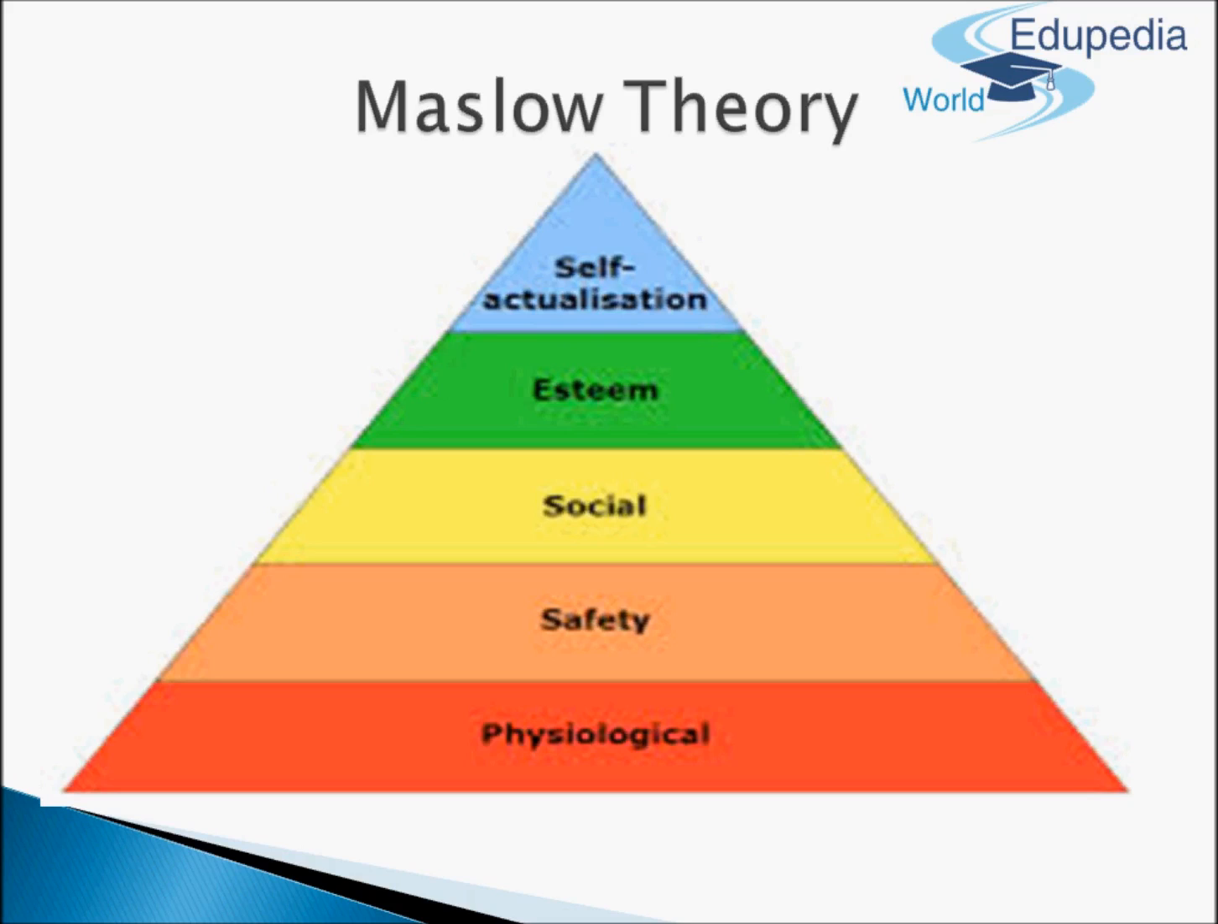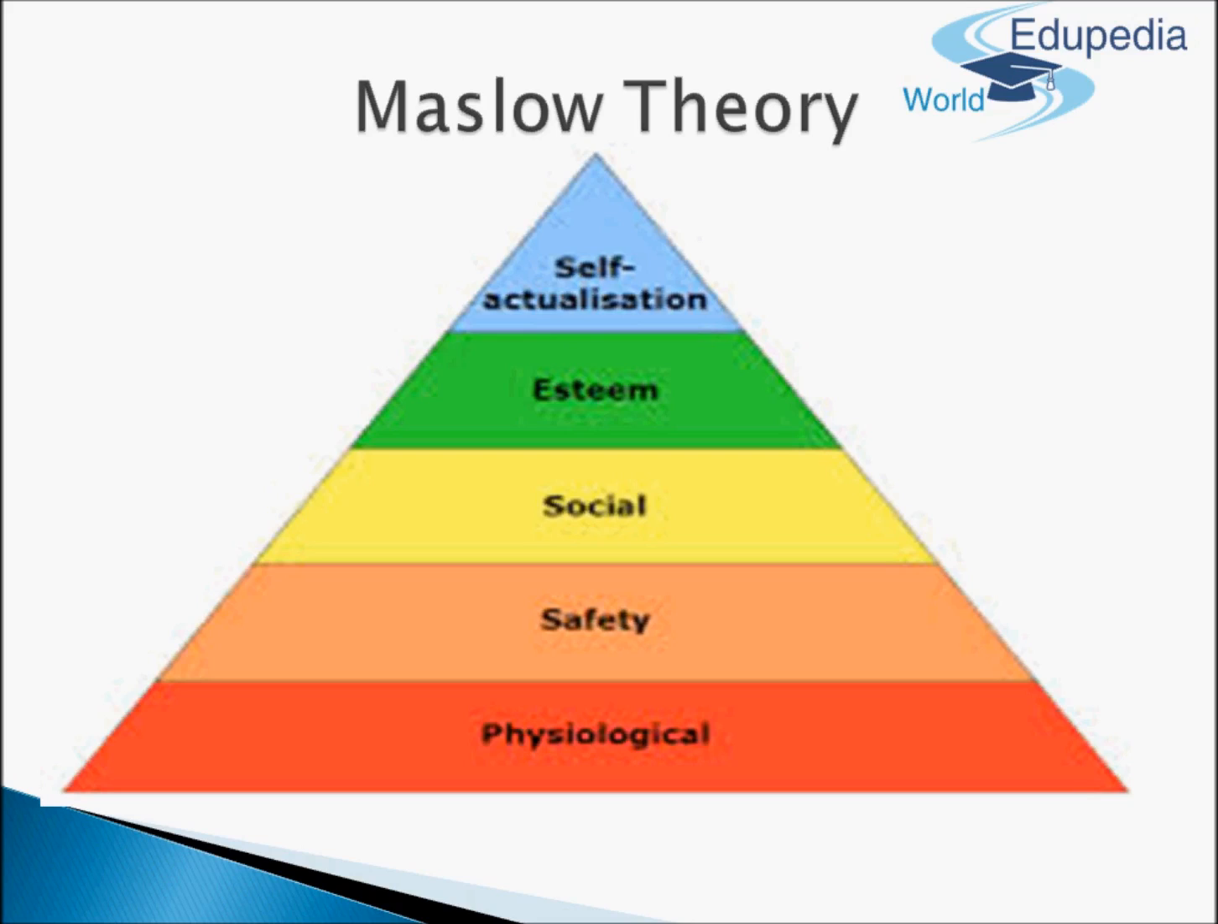The lowest needs he explained as the physiological needs, then safety needs, then social needs, esteem needs, and lastly the self-actualization needs. Now let us understand the hierarchy. The physiological needs are the needs which are basically for food, sex, shelter, etc. They are the biological needs. The safety needs are needs for security or against the danger.